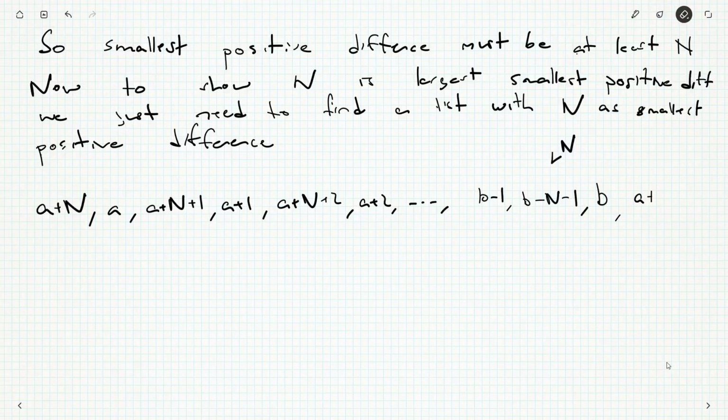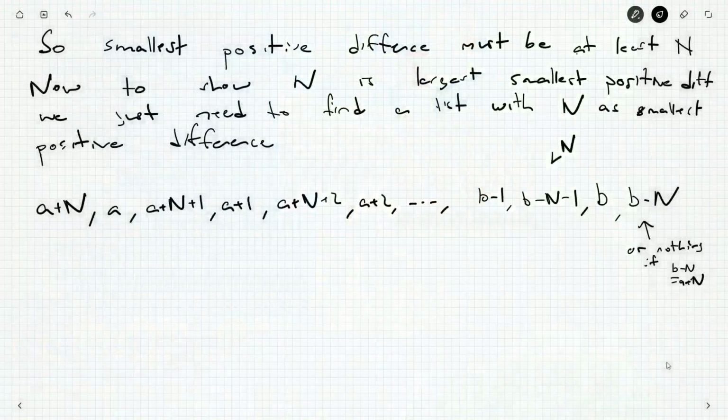And then we would go up to b, and then we either go down to b minus n, or no term at all, if b minus n is equal to a plus n. Okay, so this guy here, it might end at b or it might end at b minus n, depending on whether the difference between a and b is even or odd. Okay, and we can check that out on our own if we want to.